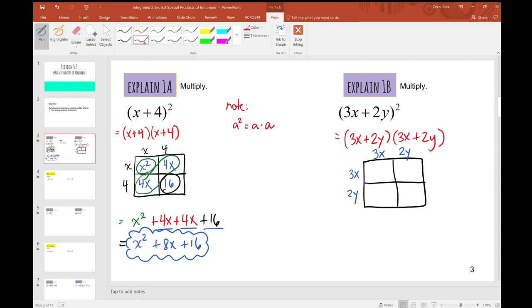Now let's fill in our box. 3x times 3x is 9x squared. 3x times 2y is 6xy. 2y times 3x is 6xy. And 2y times 2y is 4y squared.